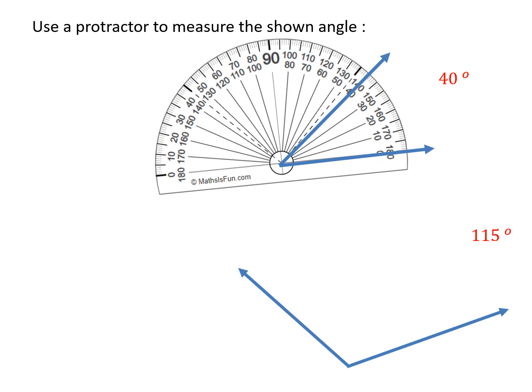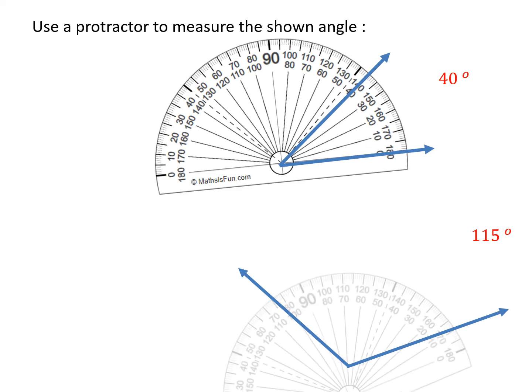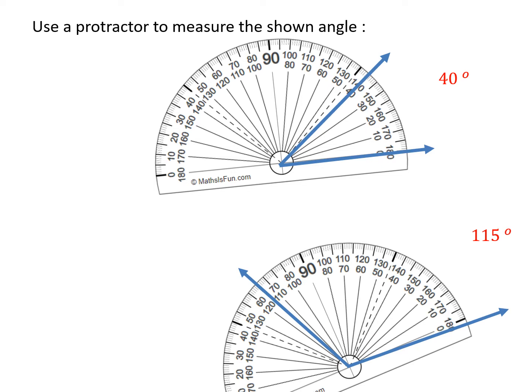Okay, what about the other angle, guys? The other angle is 115 degrees, but I want to make sure. How do we make sure that the measure of this angle is 115 degrees? Of course, using the protractor. I'm going to use the protractor the same way. Firstly, place the center of the protractor exactly on the vertex of the angle. Then one side must be on the zero line of the protractor, and I can measure it easily exactly like that.